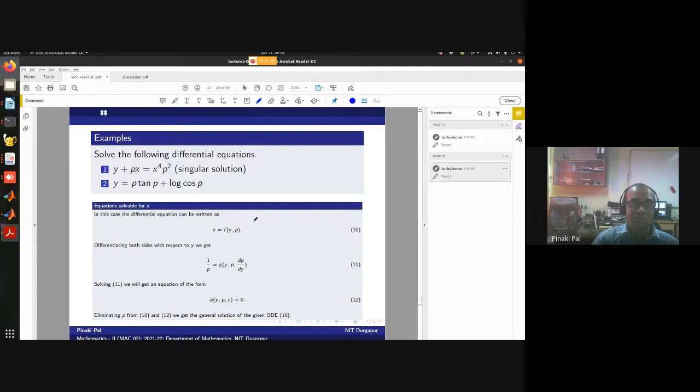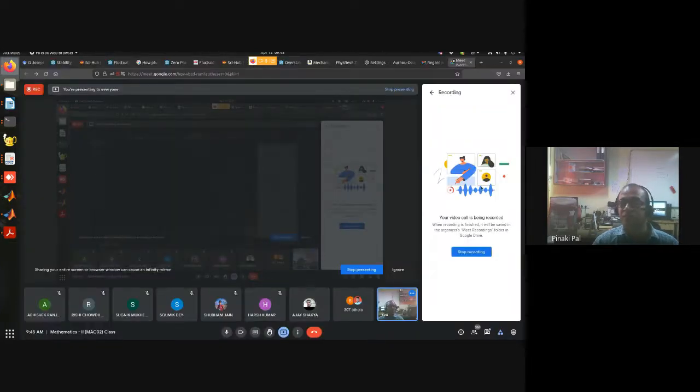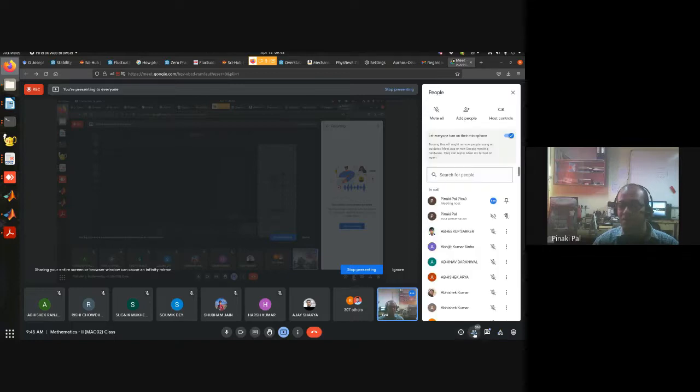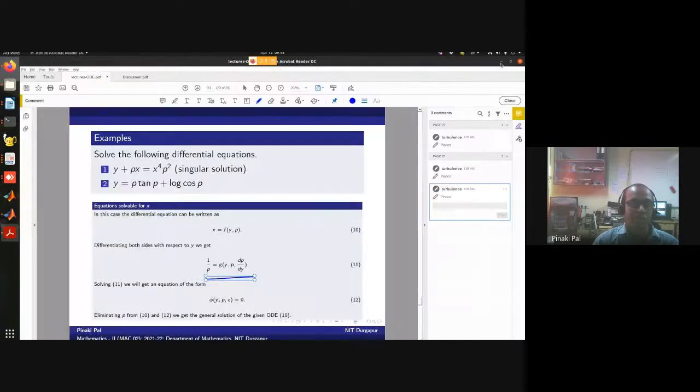Well, so this is done, and then next, if it is solvable for p, we have done, solvable for y, we have done. Now if it is solvable for x, then once again, instead of differentiating with respect to x, we have to differentiate it with respect to y, and you will get dx by dy on the left hand side, which is equal to 1 by p, and it is a function of y and p.